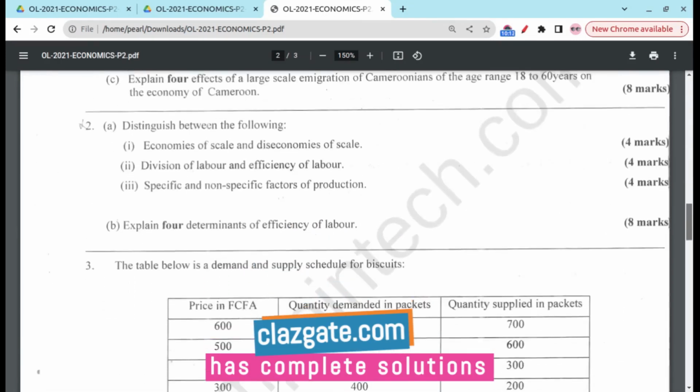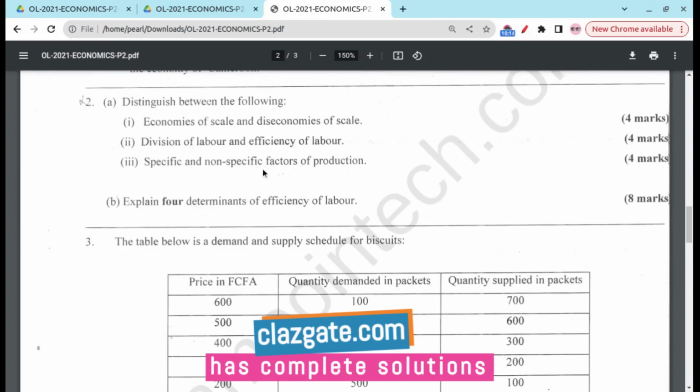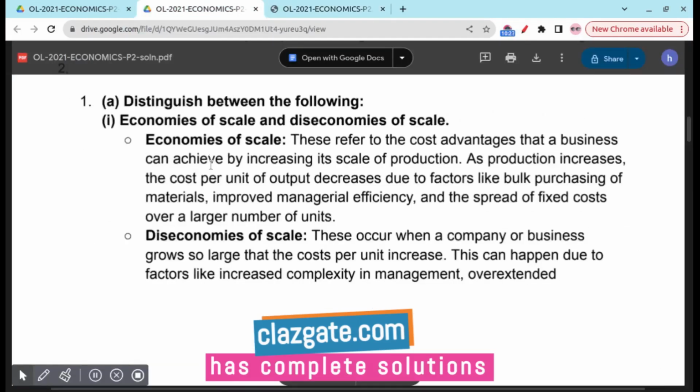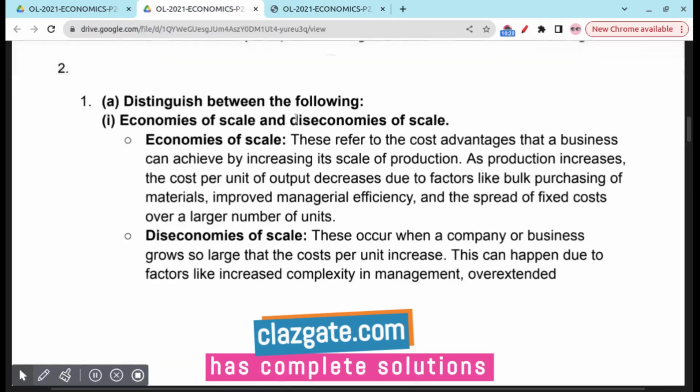We are supposed to distinguish between the following: economies of scale and diseconomies of scale, division of labor and efficiency of labor, specific and non-specific factors of production. Then explain four determinants of efficiency of labor. Good. So distinguish between the following. We have economies of scale and diseconomies of scale.